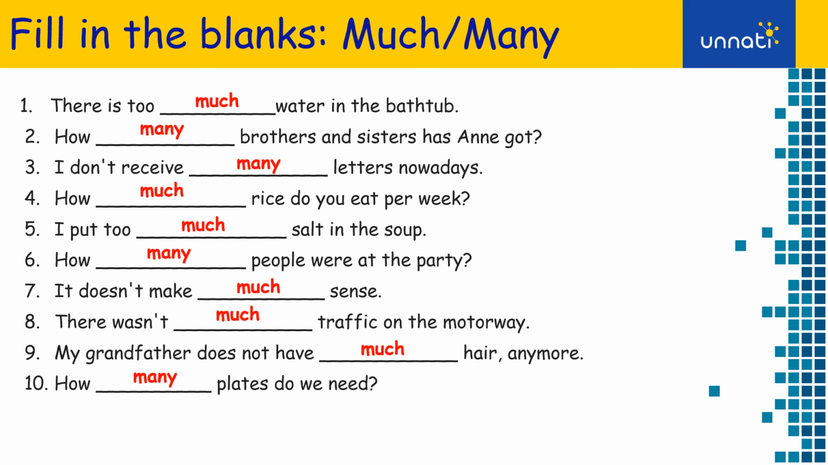There wasn't much traffic on the motorway. So traffic, that's uncountable. Cars on the road can be counted, but traffic cannot be counted. It's uncountable. There wasn't much traffic on the motorway. My grandfather does not have much hair anymore. Hair is an uncountable noun.